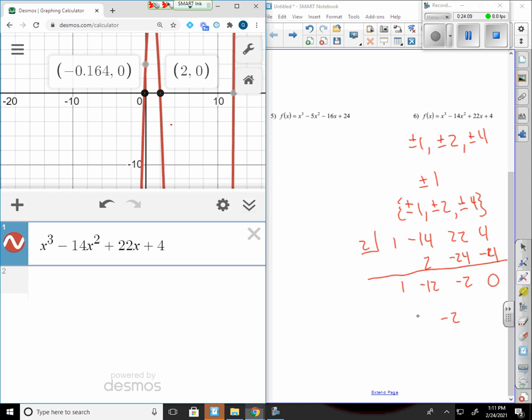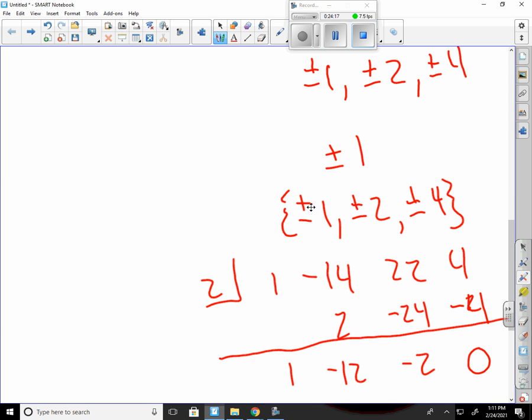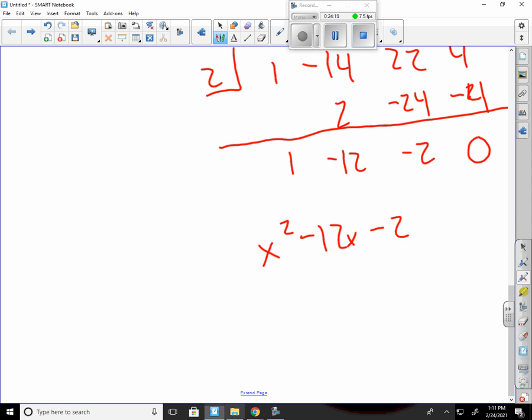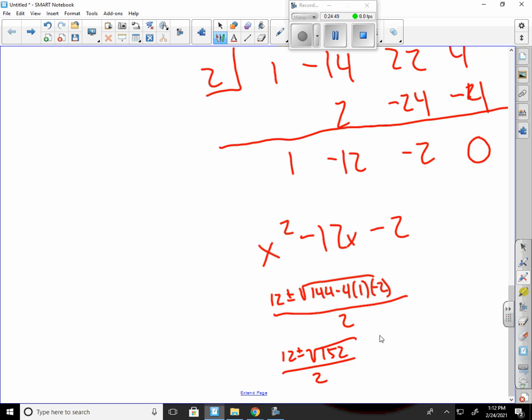Back-fill is -2, -12x, and x squared. Plug it into my formula. -b, it's a positive 12 plus or minus the square root of b squared, which would be 144 minus 4 times 1 times -2, all over 2. 144 plus 8 is 152, so it's 12 plus or minus the square root of 152 over 2. Plug it into your calculator, we'll get the rest.